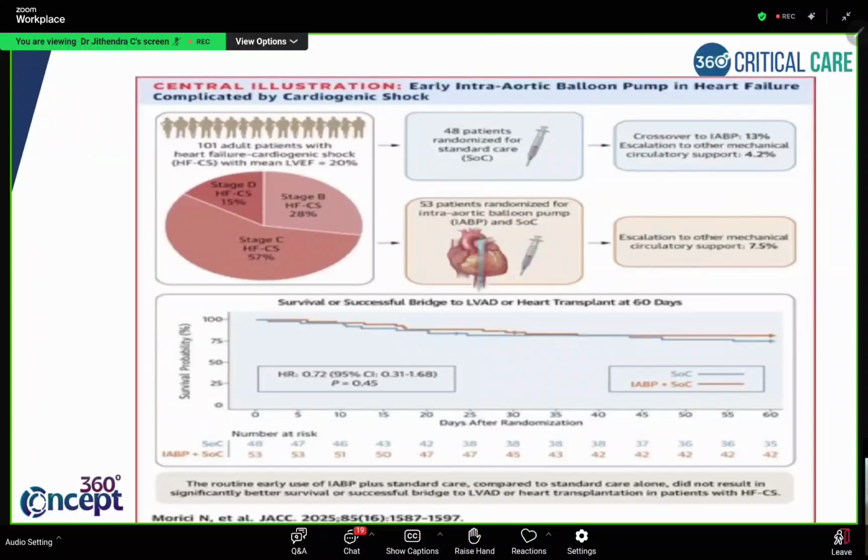And in this, they said standard of care alone is adequate. As you can see again in the Kaplan-Meier curve, there is no gap between the waveforms, so there is no mortality benefit. They said even standard of care alone is adequate. No need to go for any mechanical circulatory support devices. So IABP did not have any benefit. Okay.